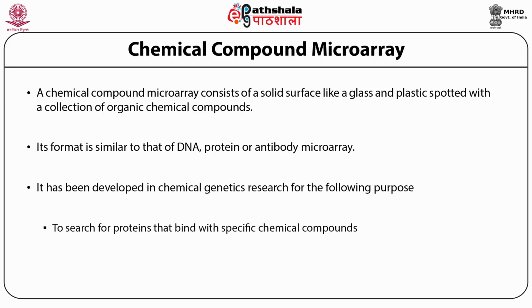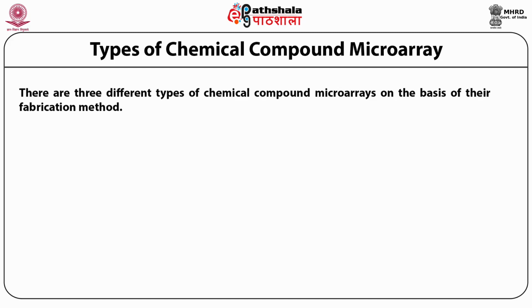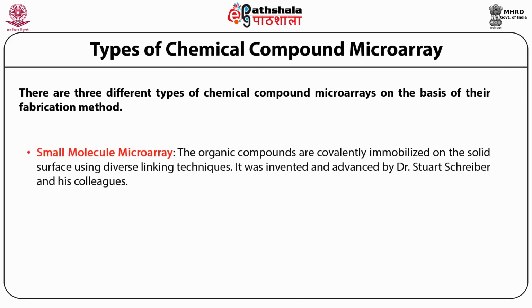First, to search for proteins that bind with specific chemical compounds. Second, for drug discovery research. Types of chemical compound microarray. There are three different types of chemical compound microarrays on the basis of their fabrication method. The first is small molecule microarray.